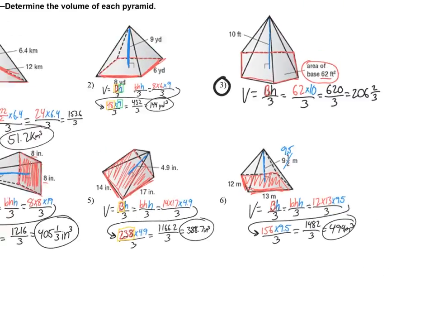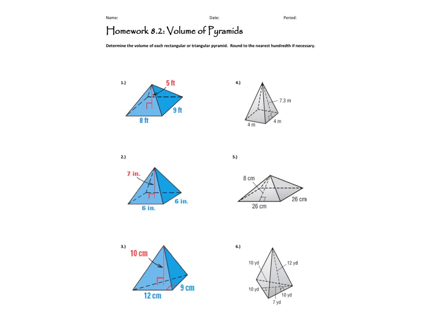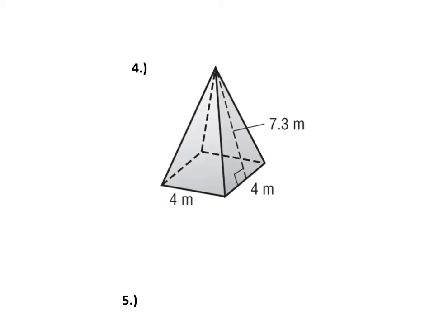Guys, if you have any questions, make sure you're coming to tutorials so I can help you out on this. For the homework section, just make sure that you know what you are working with on this one. You have a rectangular base. These will be the sides of your rectangle. And number 4, this time they give you a square for the base.